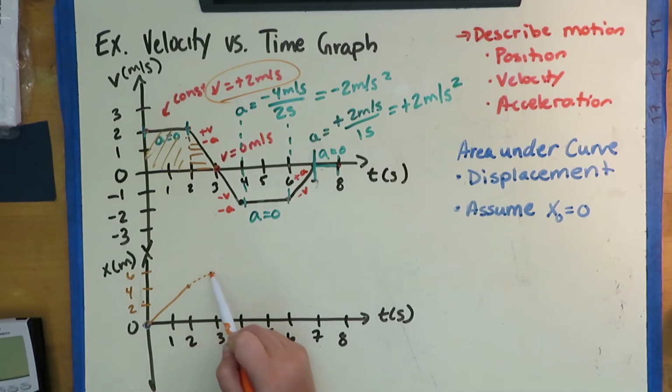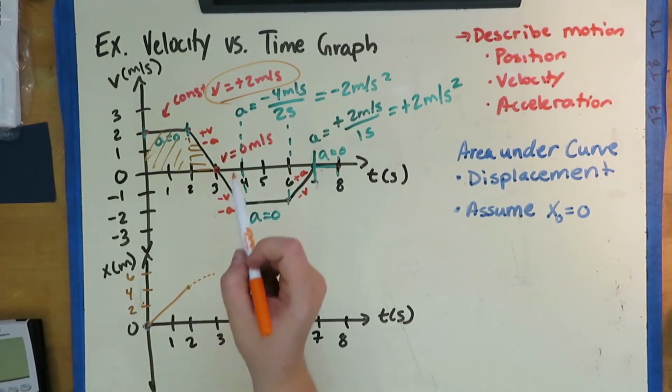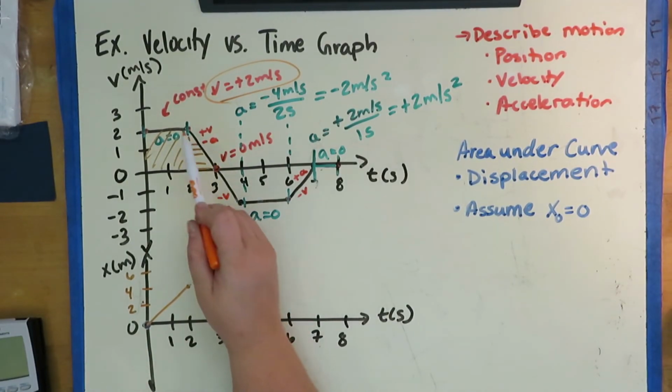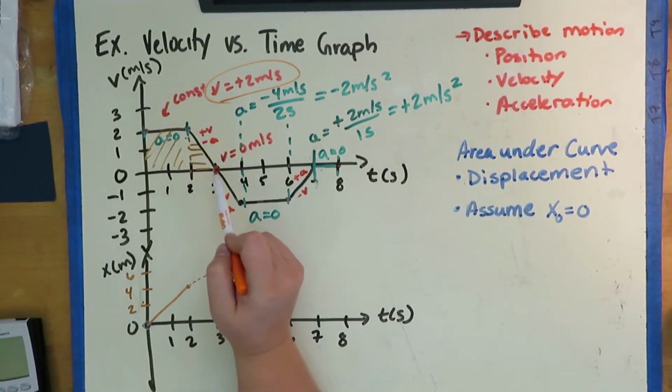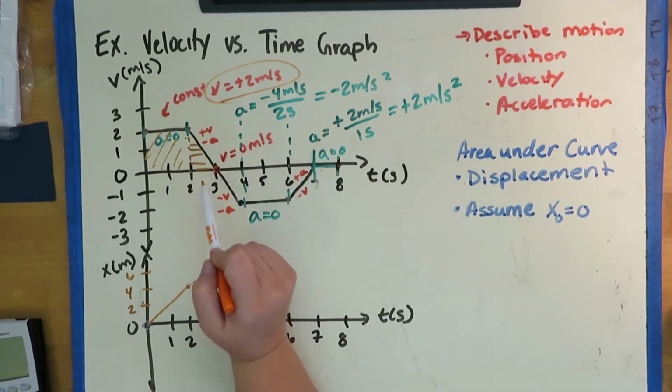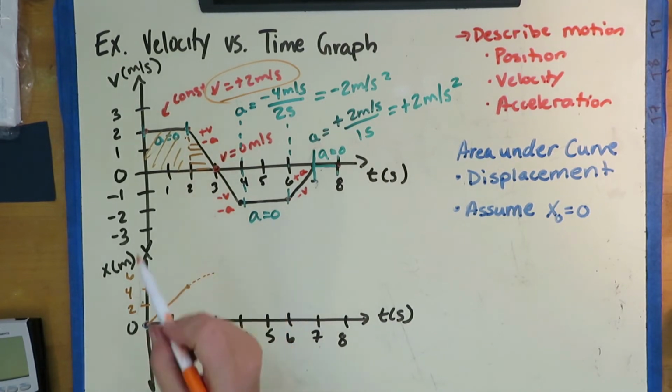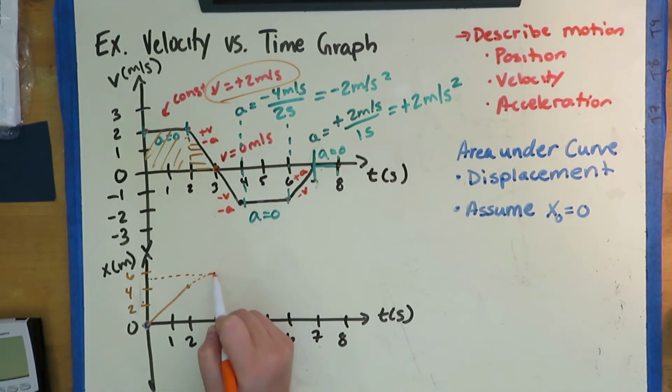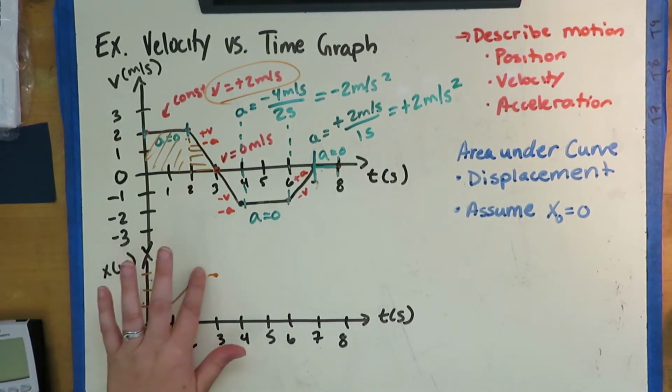My slope is going to change gradually, kind of back towards a slope of 0. Well, how far do I travel? This is a triangle, so the area of this triangle is going to be 1/2 base, which is 1. My height is 2, so half of 2 is 1, so I'm only going to go about 5 meters here. So at 3 seconds, I need to be at 5 meters.